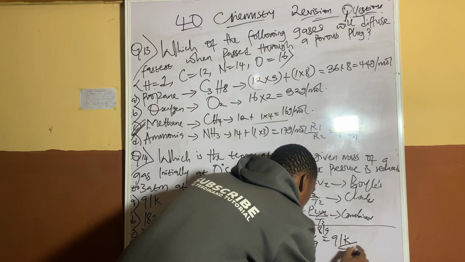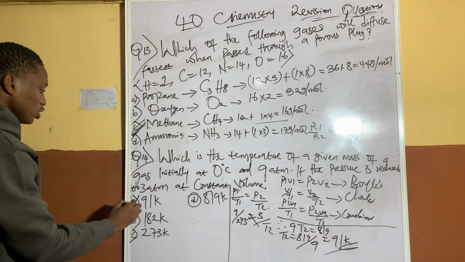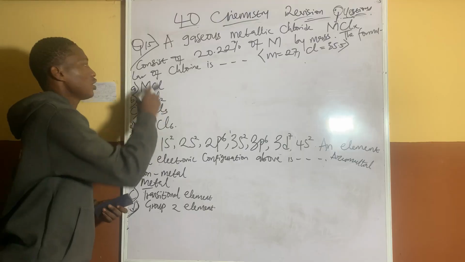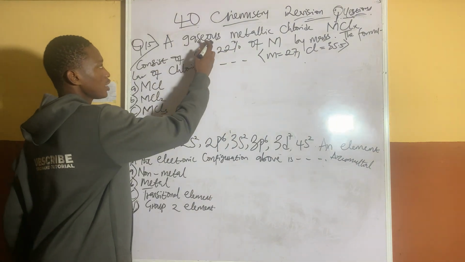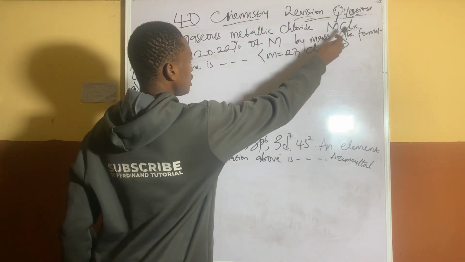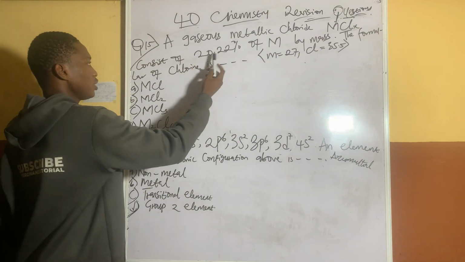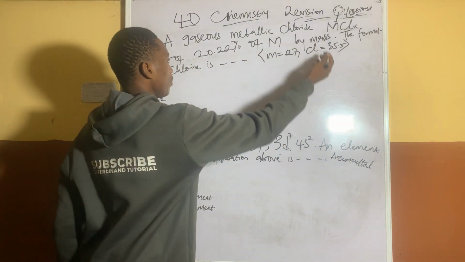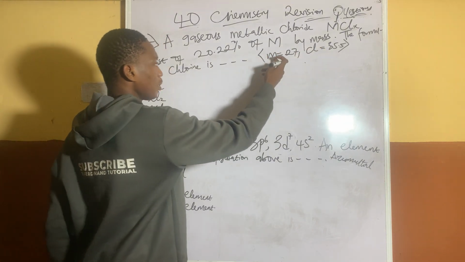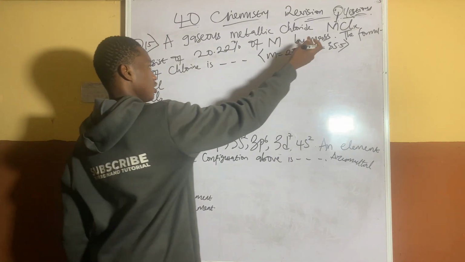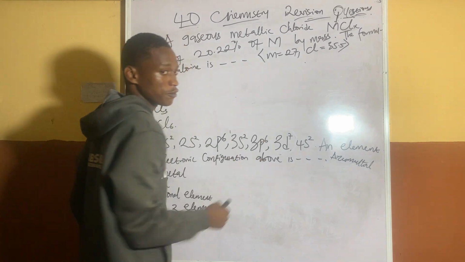So my T2 is equal to what? 91 Kelvin. So my correct option here is what? A. Let's look at question 15. Now, in question 15, it says a gaseous metallic chloride, MClX, consists of 20.22% of M by mass. The formula of chlorine is dash. They give us the molar mass of M, which is 27, and the chlorine mass, which is 35.5.